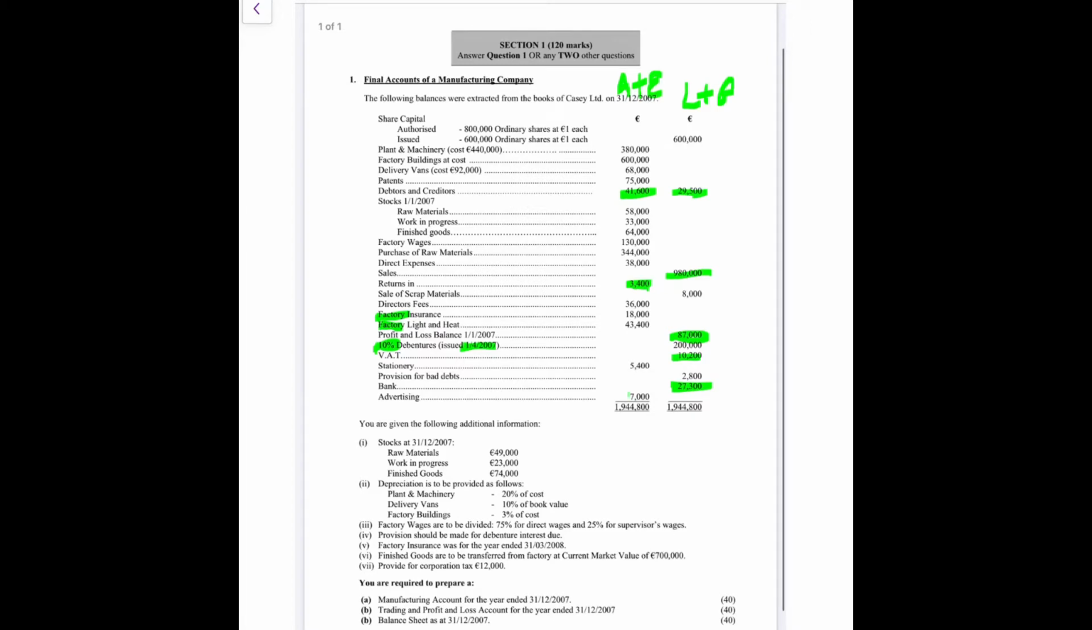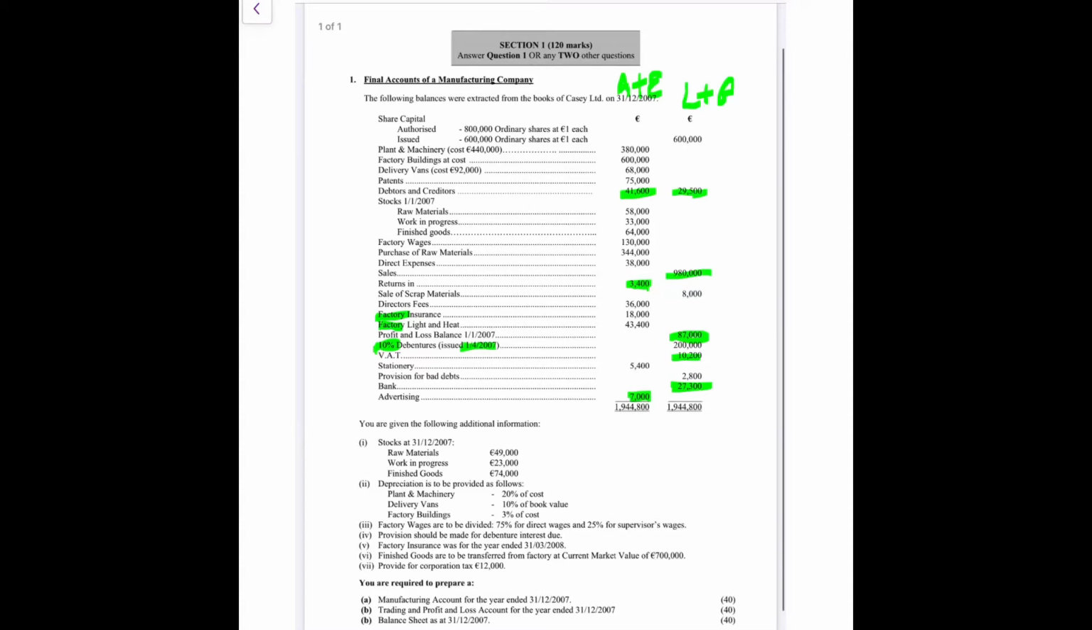Advertising then of €7,000. That's going to go in as a selling and distribution expense because advertising is related to selling. Okay, and that is your trial balance. Then you're given 7 workings. Some of them you actually have to do workings for, like write out workings. Others you don't need to.